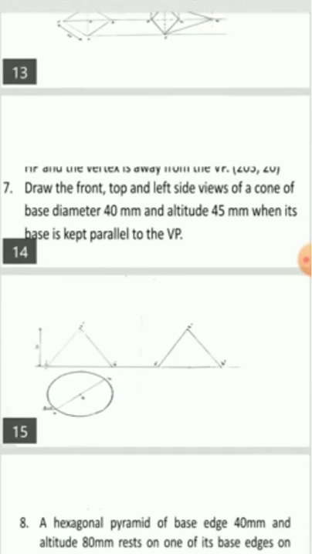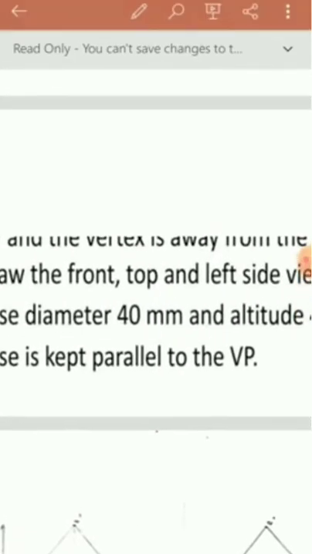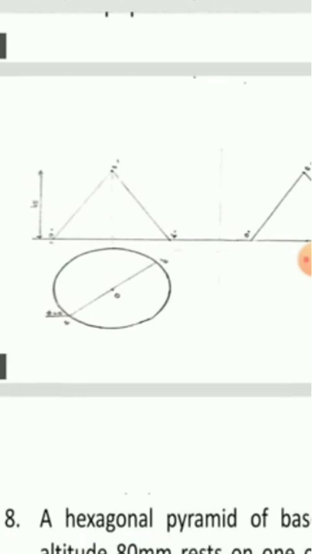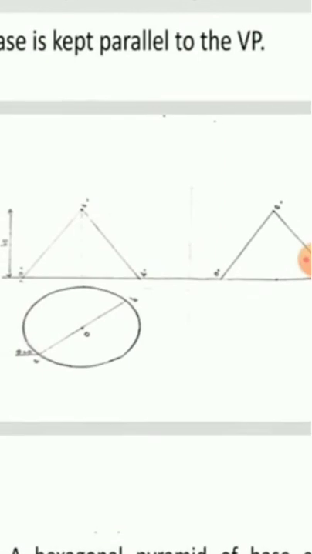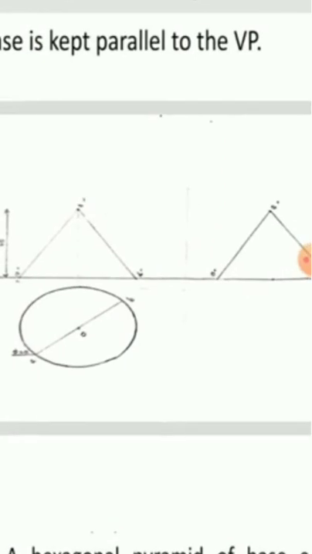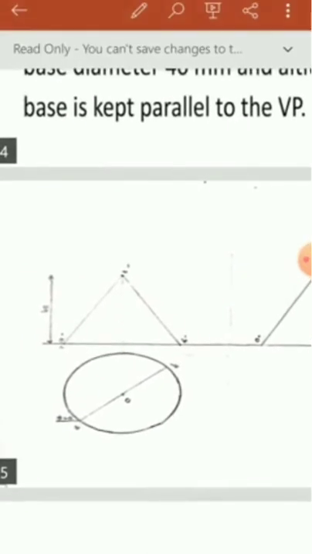Seventh question: draw the front, top and left view of a cone of base diameter 40 mm and altitude, which means height, 45 mm, when its base is kept parallel to the VP. Keeping the base of the cone on HP, from the top view you can see just a circle with a point O. Just mark it. From the front view you can see just a cone, a triangle shape, and mark it. From the left side you can also see the same triangle shape. Mark the points as well as possible and mark the dimensions correctly.